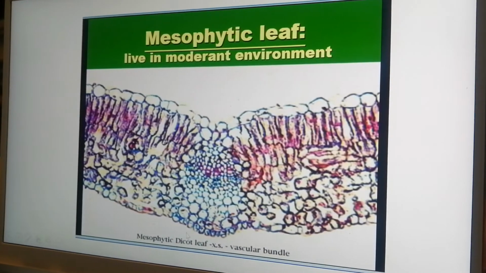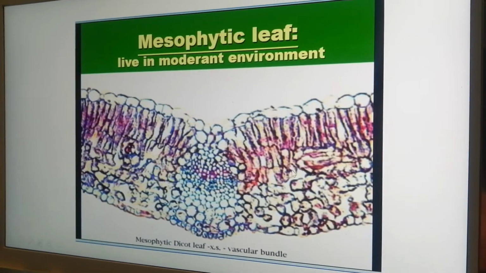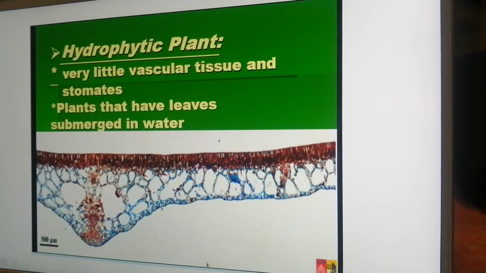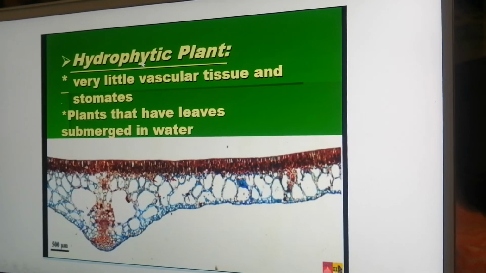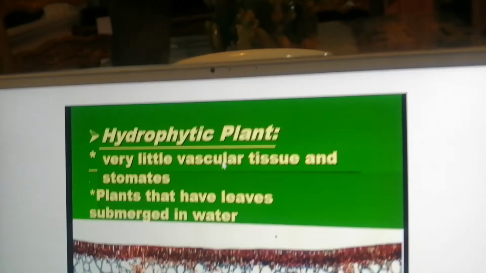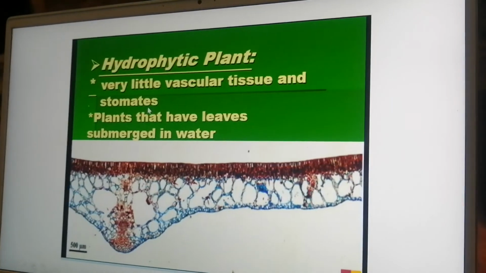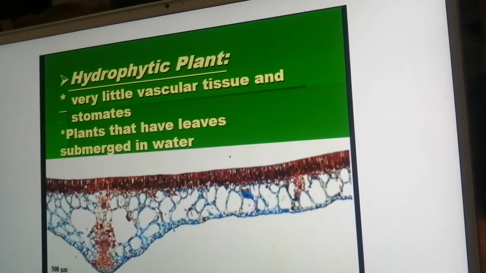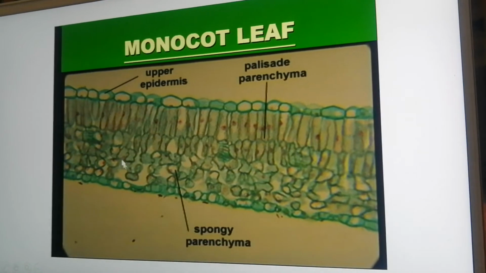Okay, so we have here another, the mesophytic leaf, which lives in a moderate environment. Another is the hydrophytic leaf, with very little vascular tissue and stomata. These are plants that have leaves submerged in water. Okay, so the monocot leaf.